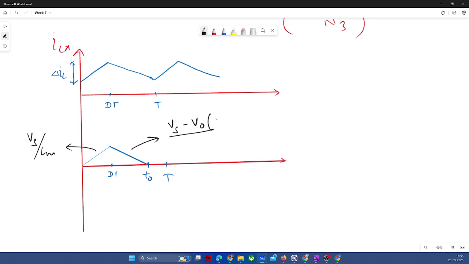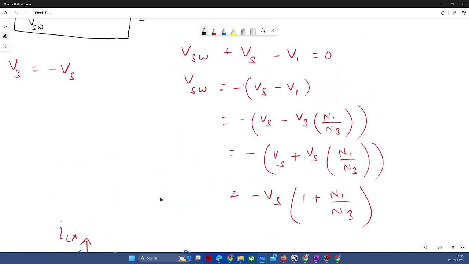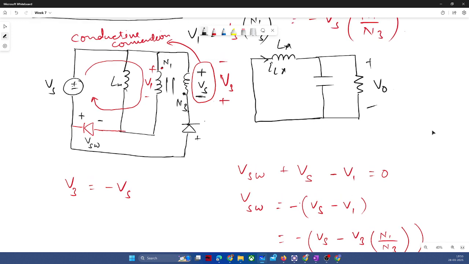Let me see the circuit here. So it should die down with VLM equal to V1 and V1 is V3. No, it should not contain V0, it should be V3 by Lm. Am I right? V3 by Lm it should be, because it is the tertiary winding. So when the switch is off, the voltage across the tertiary winding is V3 and V3 is nothing but the Vs.